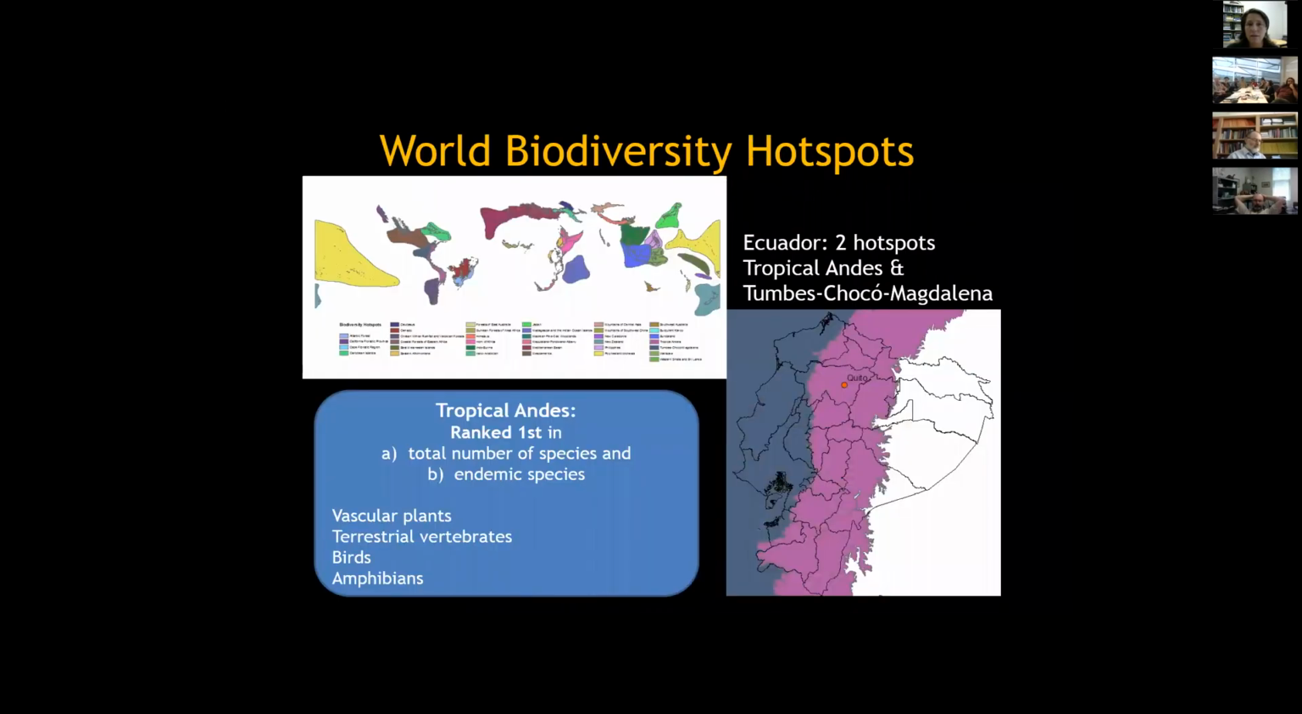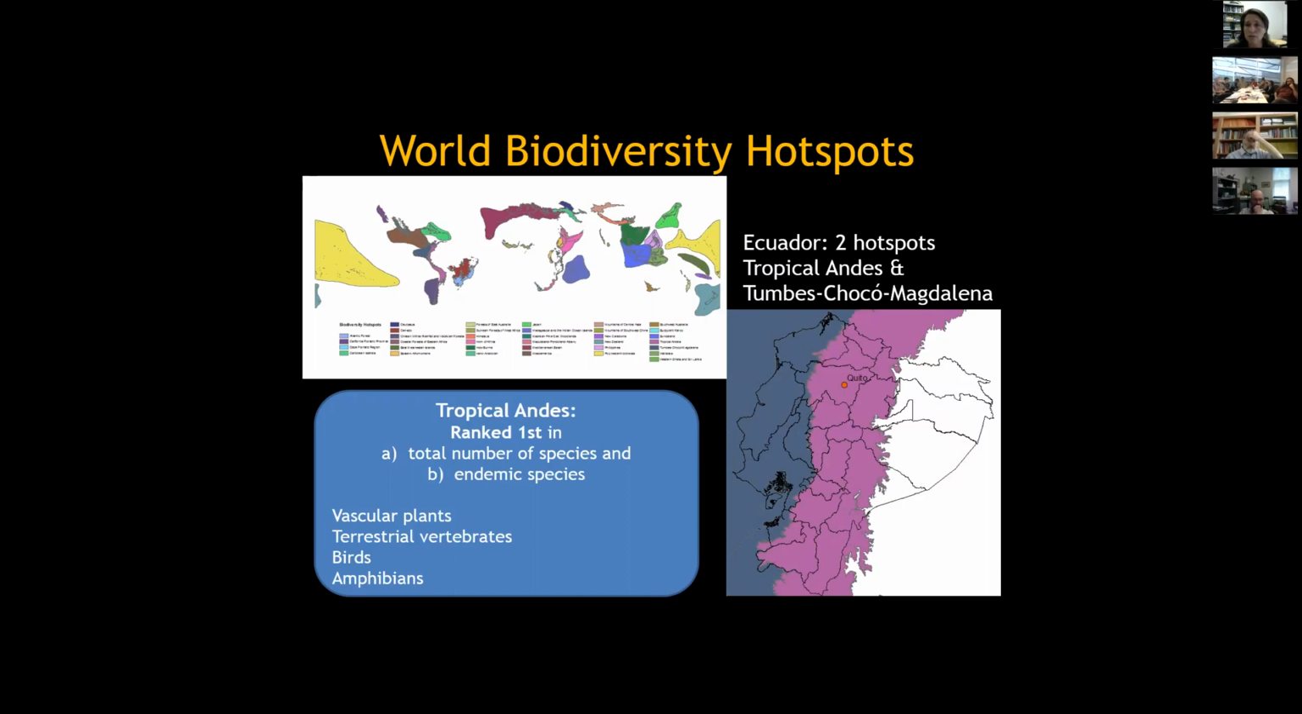The area that I'm talking about is in Ecuador, and Ecuador is considered one of 17 megadiverse countries of the world, and it sits within 2 of the world's biodiversity hotspots. And a biodiversity hotspot is an area that has exceptional concentrations of endemic species and is also experiencing exceptional loss of habitat.